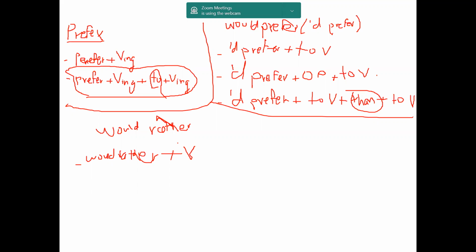And if you want to make it negative, just put not here. And then one more, we have would rather again plus verb, and then if you want to compare, we need the word than, and then plus verb, okay? And one more, we have would rather again plus passive. Okay, that's it for would rather.